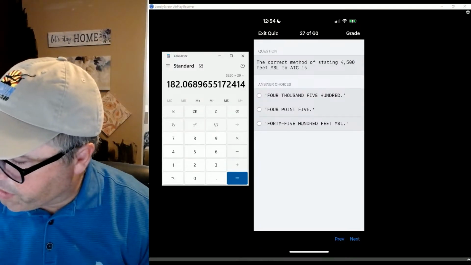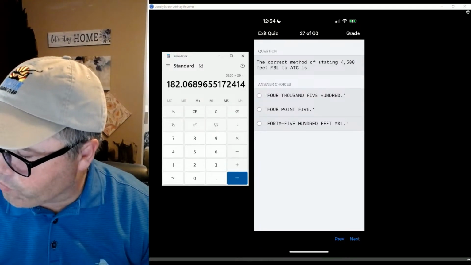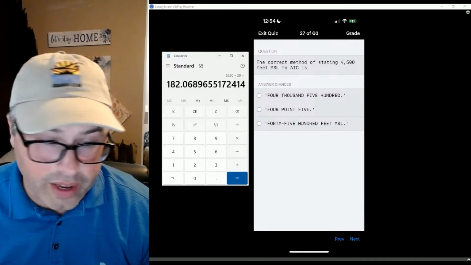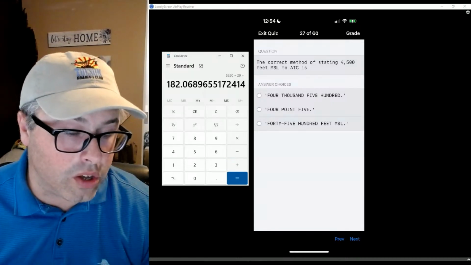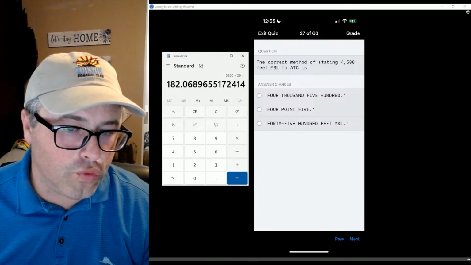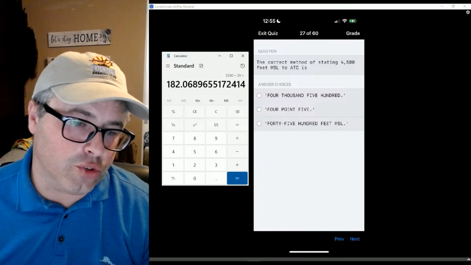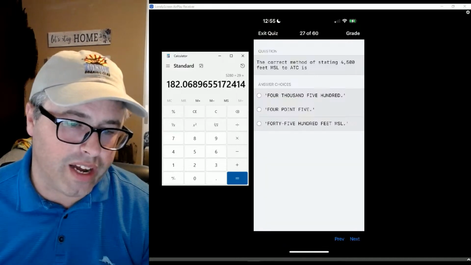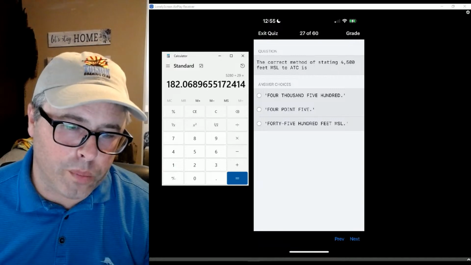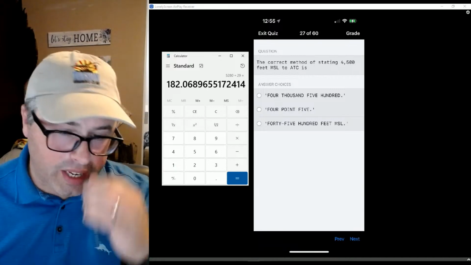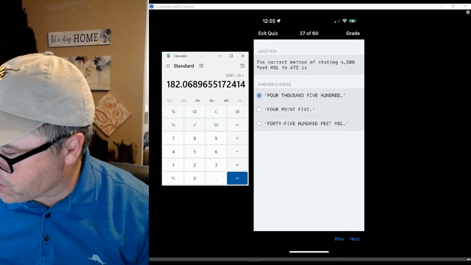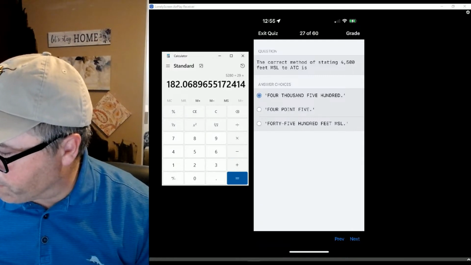The correct method of stating 4,500 feet MSL to ATC is, so now it's just how do you speak on the radio? This is radio terminology. 4,500. 4.5, no. 4,500. That's the correct one. 4.5, nope. 4,500 feet. Oh gosh, no. 4,000. We separate thousands from hundreds.